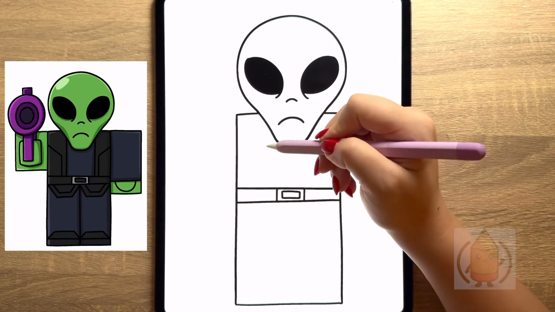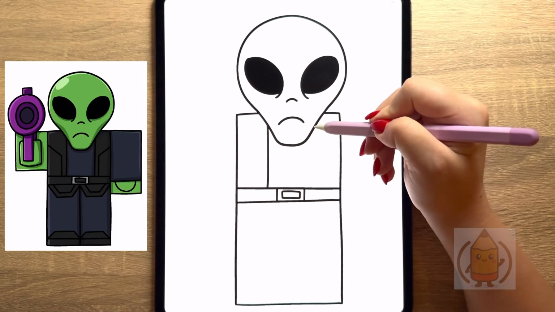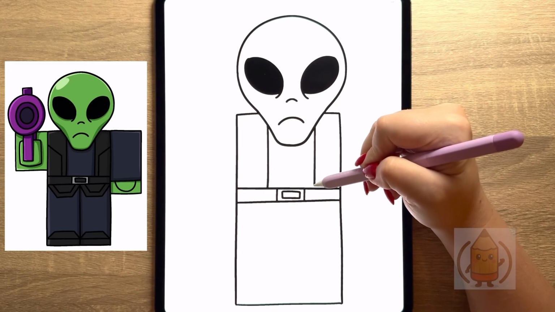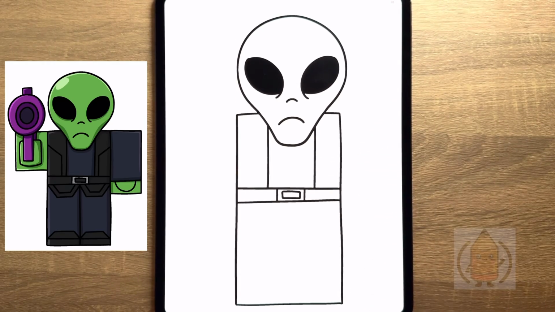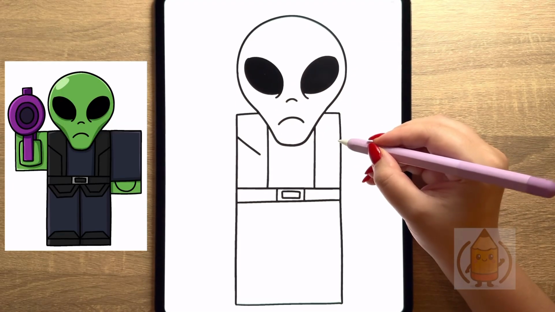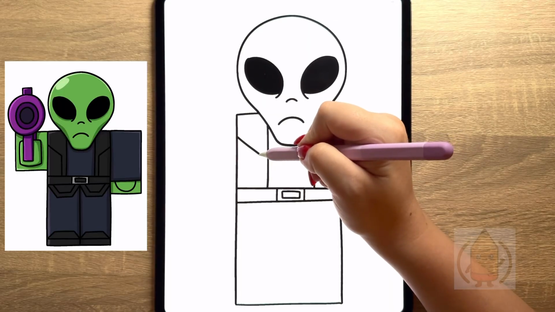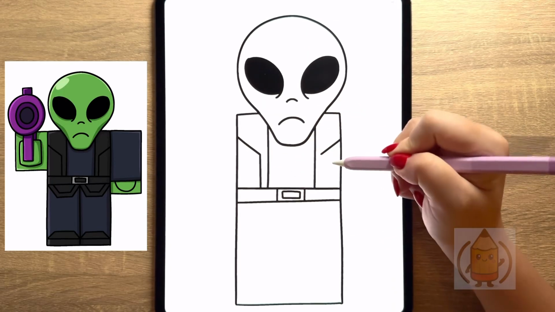Let's add the details on the torso now. So we're going to draw in a straight line that comes down on the left and right hand side beside the head. Now let's come across. We're going to draw in another diagonal line coming in. And then now from here, we're going to draw in a straight line coming down towards the belt.